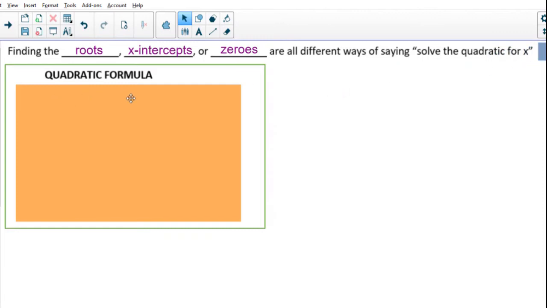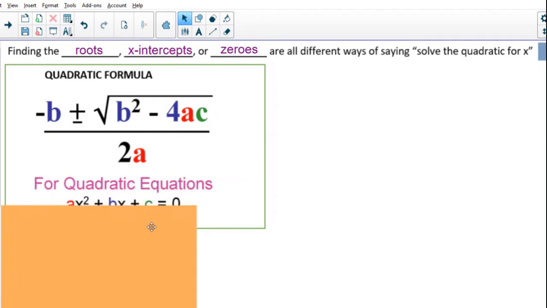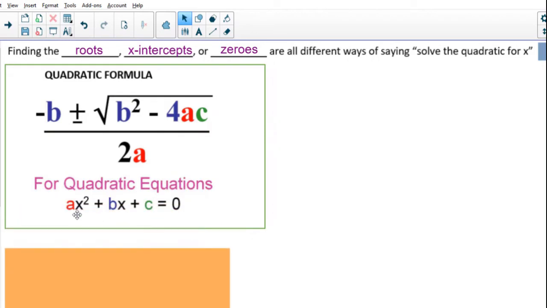So what is the quadratic formula? This is it right here. So negative b plus or minus the square root of b squared minus 4ac all over 2a. We can use this whenever we have a quadratic, ax squared plus bx plus c. Whenever this equals 0, we can use that.